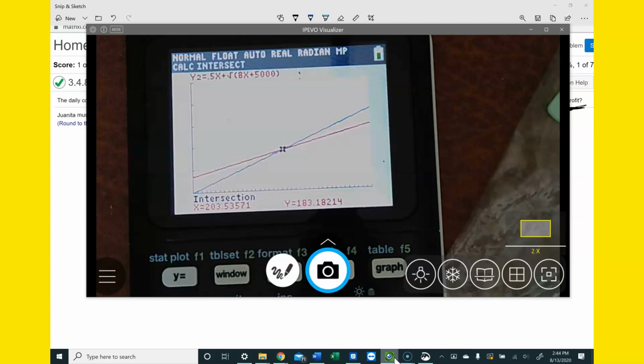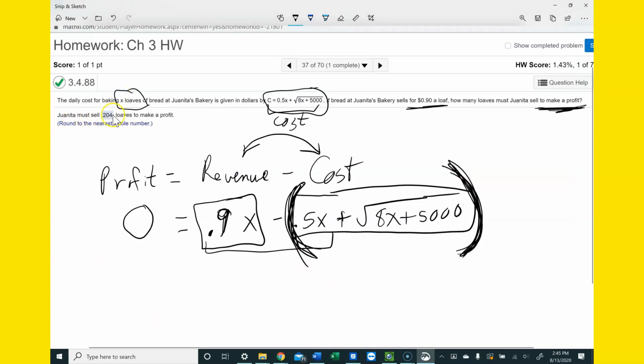So basically what I'm saying is I will finally start to make a profit when I sell around 204 loaves of bread. And that's the cost and the revenue will both be about $183 at that point. Let's go back to our problem. Juanita must sell what? Well, I've already entered the answer in here. But the answer is, it says round to the nearest whole number, 204 loaves to make a profit.